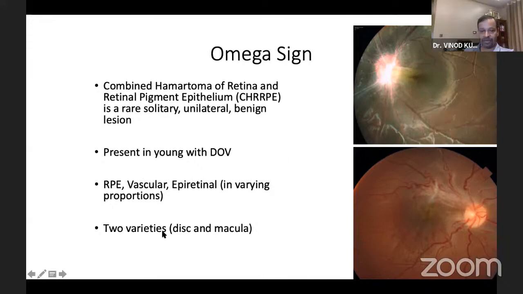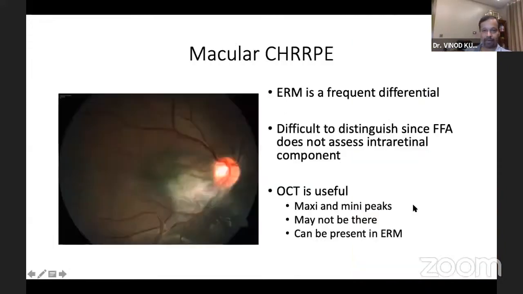And Gass in the original paper described that these combined hamartomas can be of two varieties, one which occupies the disc and one which involves the macula primarily. Now, macular CHRRP is not an uncommon lesion, especially in a practice like ours, where we get a lot of referred cases. So ERM is a very frequent differential, and FFA is not a good tool to differentiate ERM from combined hamartoma because FA is not able to assess the intraretinal component.